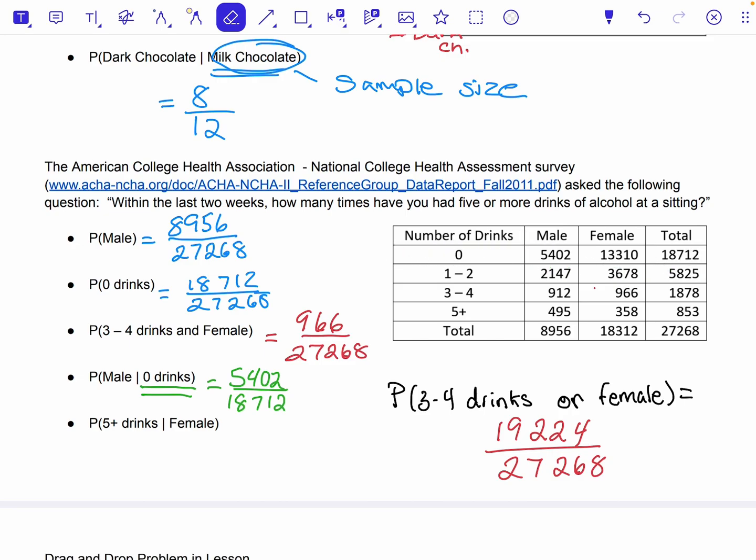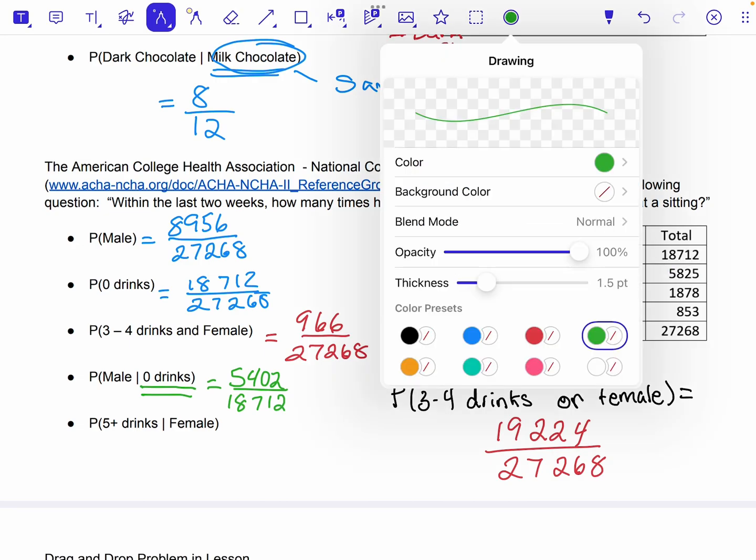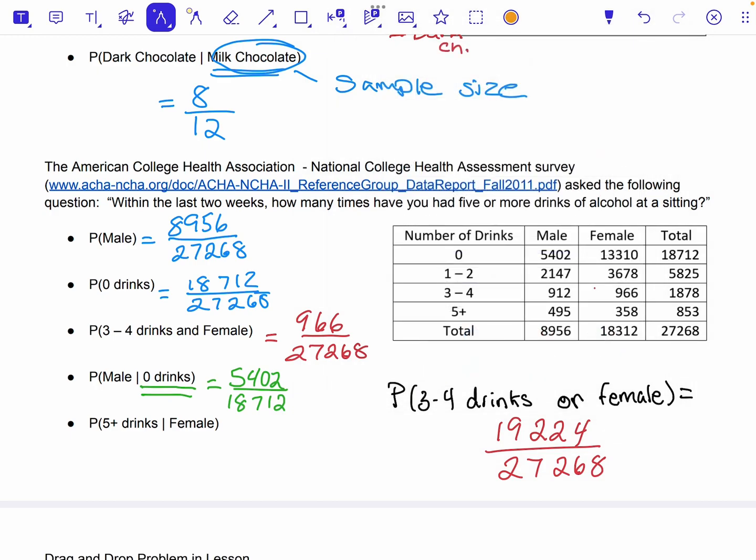All right, next one. We're saying, what if they're female? How many of them are 5 or more drinks? So this time we're only going to focus on this column, and specifically the 5 or more drink number. So if I write that up as a probability, there are only 18,312 people I care about this time. And of them, we're looking for the 358 who had 5 drinks or more in a situation.